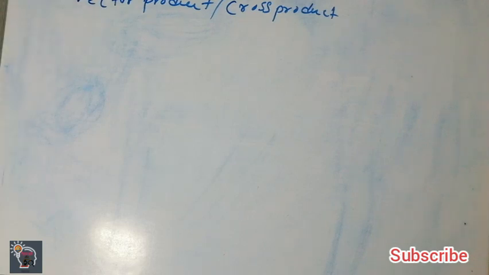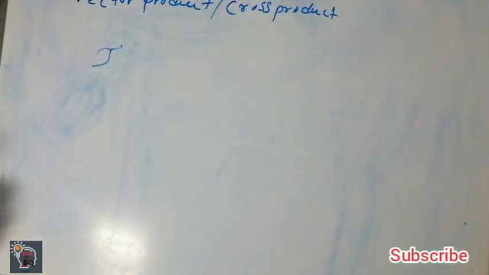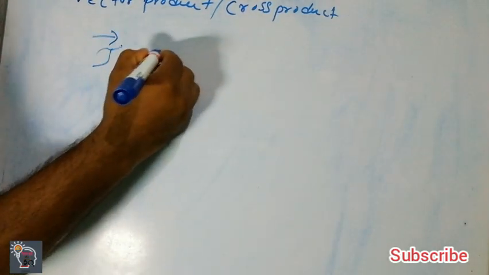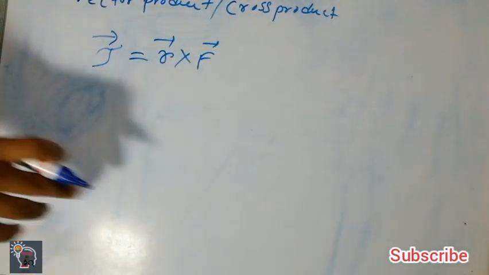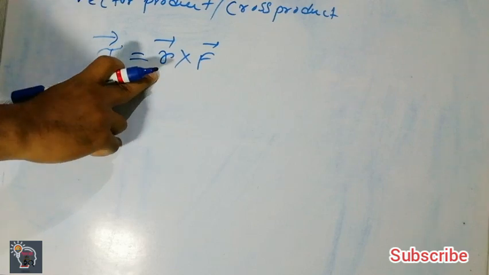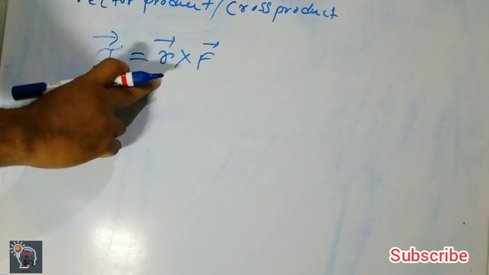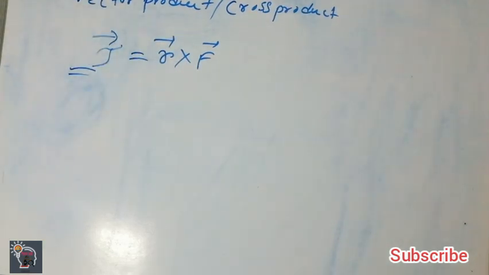Now what is the example of vector product? We know that torque, denoted by tau, is equal to r cross F. So whenever you are given the force and the perpendicular distance, that is r, you can find out the torque by the vector product.